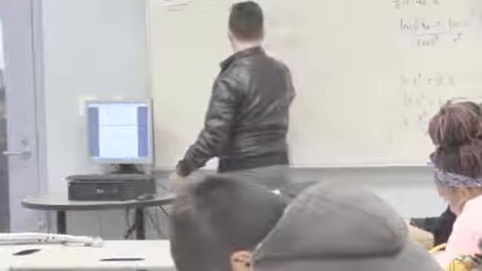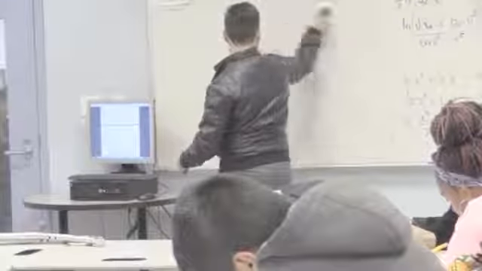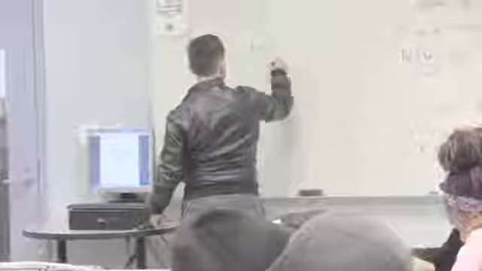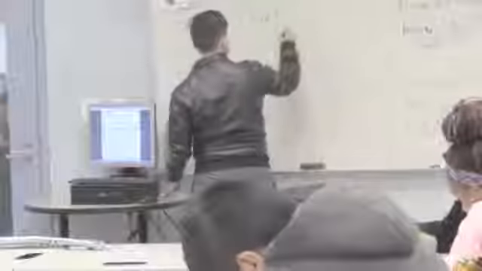Now I'm going to throw one in there for you: tan of, in brackets, arc sine of 5 over 13, then close the parentheses and the bracket.